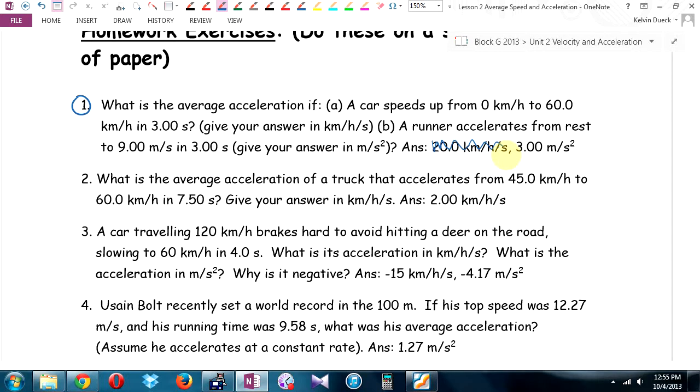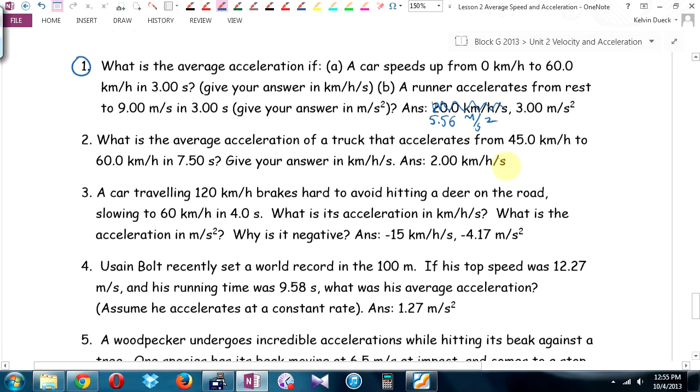It's going to be 60 divided by 3.6 equals, divided by 3 equals. Ideally, you're going to get 5.56 meters per second squared, I think, in number 1. Okay? So it says, give your answer in kilometers per hour per second.